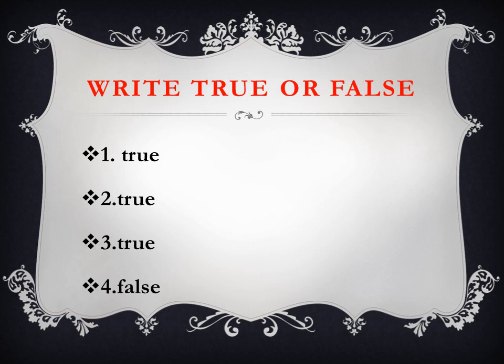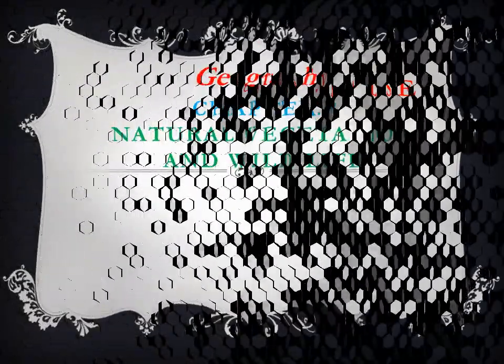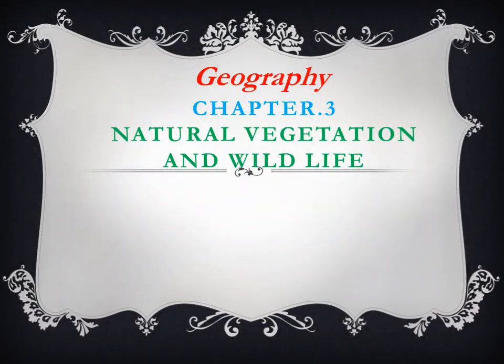Now open page number 155. Have you turned, all of you? Geography. We are going to start a new lesson from Geography, Chapter 3, Natural Vegetation and Wildlife. What is that? Natural Vegetation and Wildlife.